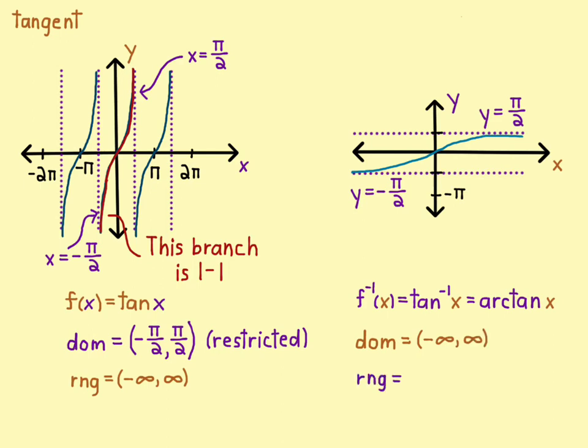The domain is all real numbers, and the range is negative pi over 2 to pi over 2, not including the endpoints. Well, there are no endpoints, they're asymptotes. So not including negative pi over 2 or pi over 2, because they're asymptotes. Okay, so that's that one. Now we need to worry about secant, cosecant, and cotangent.